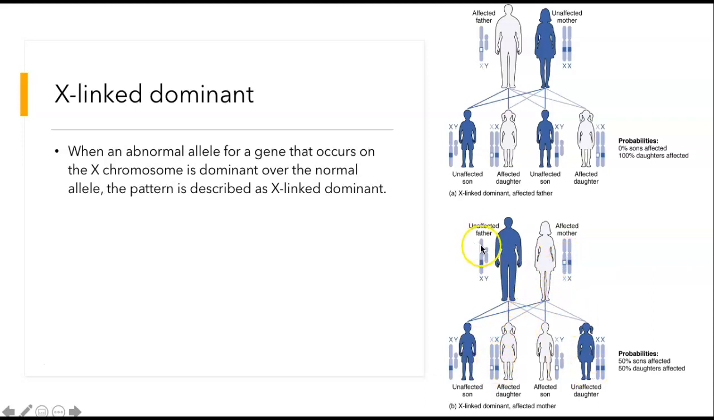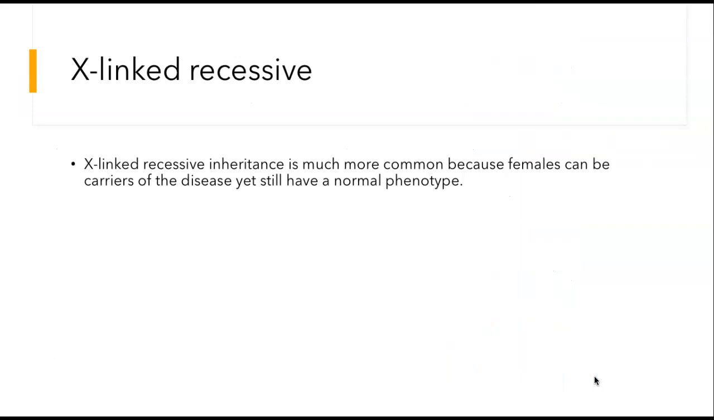And if father gives an X, it'll be a daughter, but if she does give her unaffected X, she will be an unaffected daughter. So 50% of the time, we are going to have the offspring affected, whether or not they are sons or daughters, if the mother is the affected. Okay, X-linked recessive, how does this work?